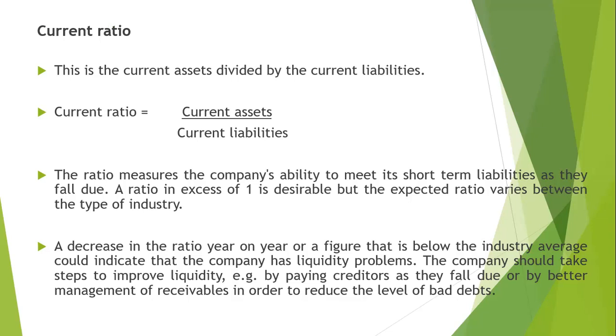A decrease in the ratio year on year, or a figure that is below the industry average, could indicate that the company has a liquidity problem. The company should take steps to improve the liquidity by paying creditors as they fall due or by better management of receivables in order to reduce the level of bad debts.